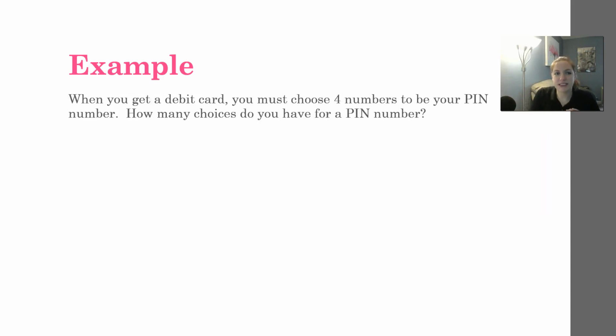So let's do one more example. When you get a debit card, you must choose 4 numbers to be your PIN number. How many choices do you have for a PIN number? So this one's kind of hidden in there that you're using the multiplication rule. Why? Because you're choosing 4 numbers and you can only have one choice for each number, right? Okay, one choice for each number. So each box here is a number you are picking.